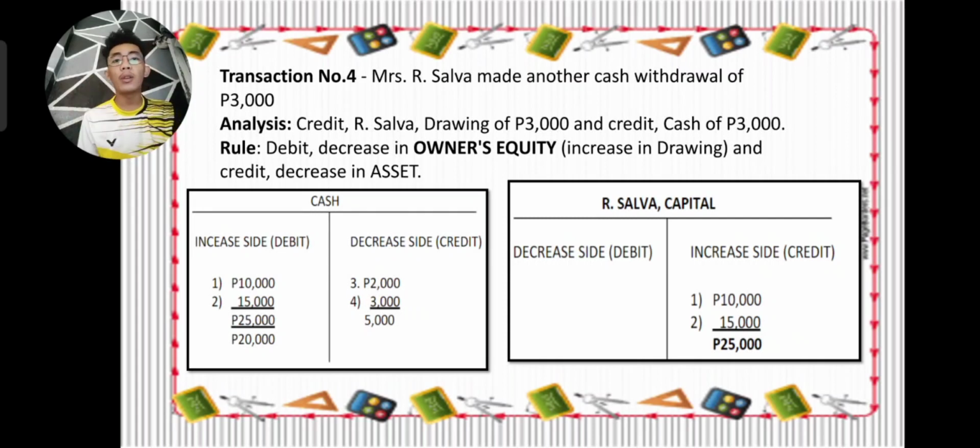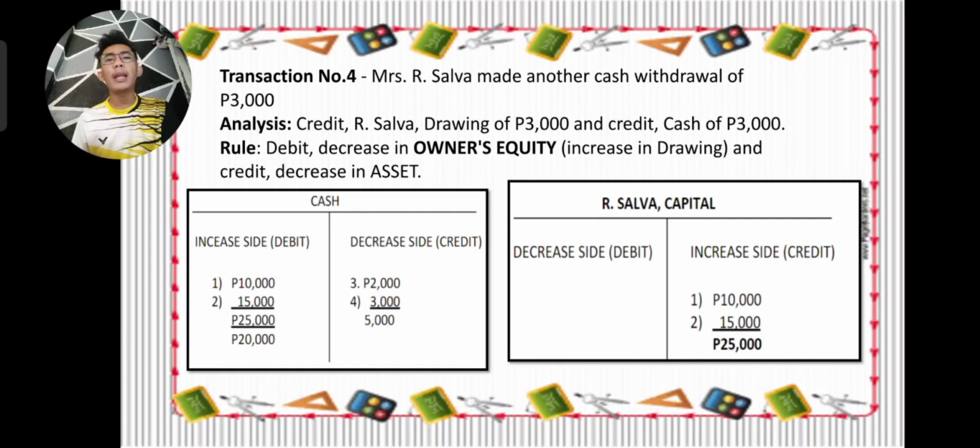So, here is the rule. Debit, decrease in owner's equity, increase in drawing. In credit, decrease in asset. Same sa katong transaction number 3, gibutang nato siya sa decrease side of credit kato sa asset, gi-add nato siya which is 5,000. Ang 5,000 mao na ang total of drawing ni R. Salva kung pila na tanan iyahang gi-withdraw.